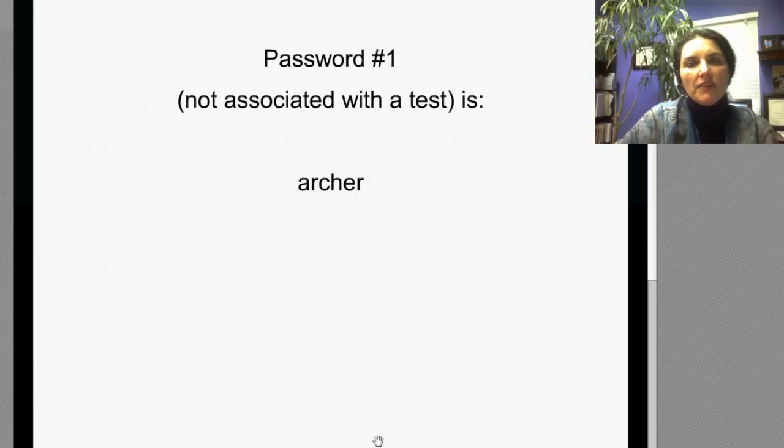And the first password for Welcome to Oregon Part 2 is not associated with a test answer key. You will use it only for the password test, and the password is Archer, A-R-C-H-E-R.